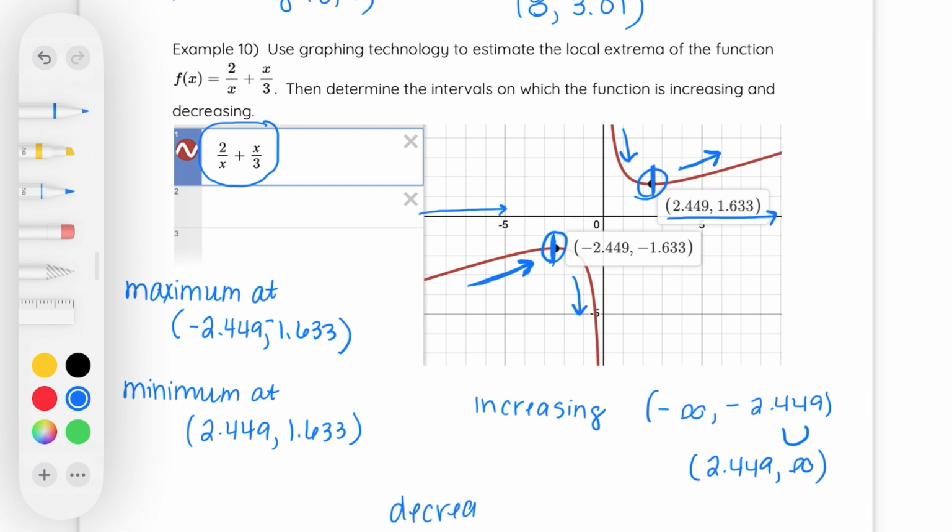Where am I decreasing? I am decreasing starting at this maximum. And notice I'm getting very close to 0, but I'm never going to touch 0 on my x-axis, so it's an asymptote. And then I'm also decreasing from 0 because I'm hopping over 0. I'm hopping over this whole area here. So I'm getting close, but I'm never going to touch, all the way until I reach 2.449 on my graph itself.